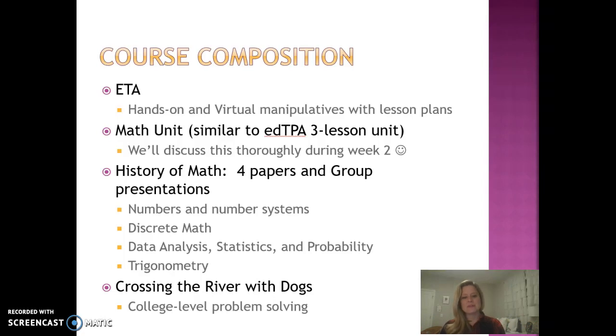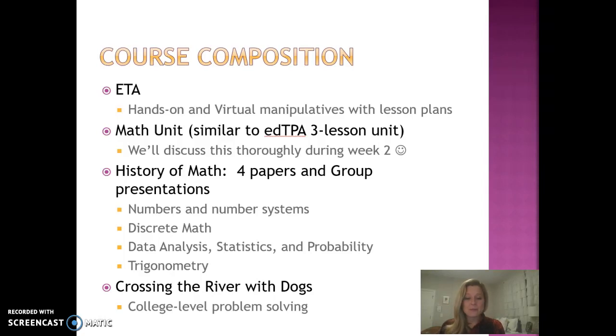And then they developed from there. So it does ground and give some perspective to why we have certain representations and symbols in place. But we will do that for number systems, discrete math, data analysis, statistics, and probability, and trigonometry. And you get to do these either independently or in small groups.